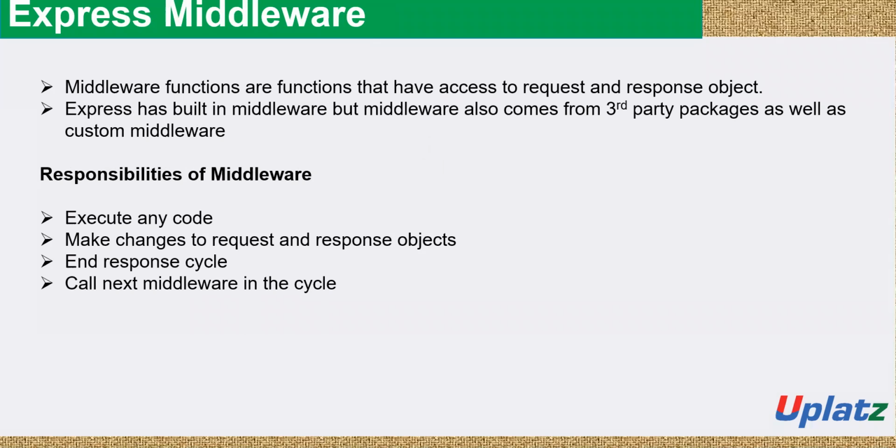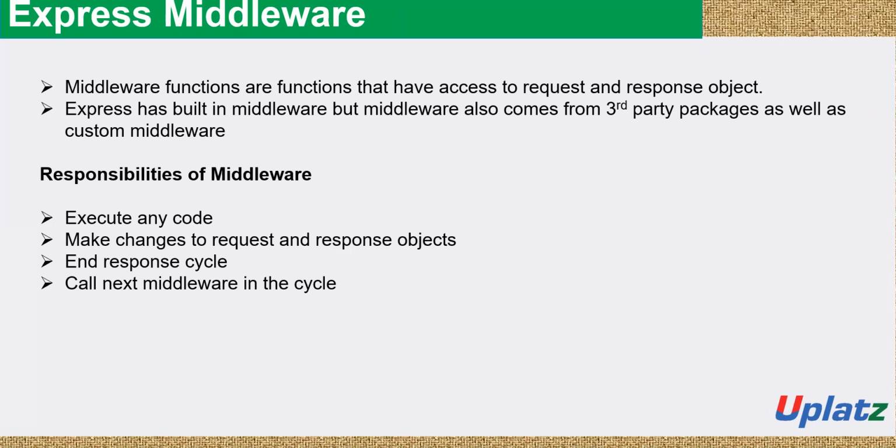Middleware functions are functions that have access to request and response object. So basically, these middleware functions are functions that have access to our request and response objects. And we have different types of middleware functions available in the market. So Express has built-in middleware, but some middlewares also come from third-party packages as well as custom middlewares.